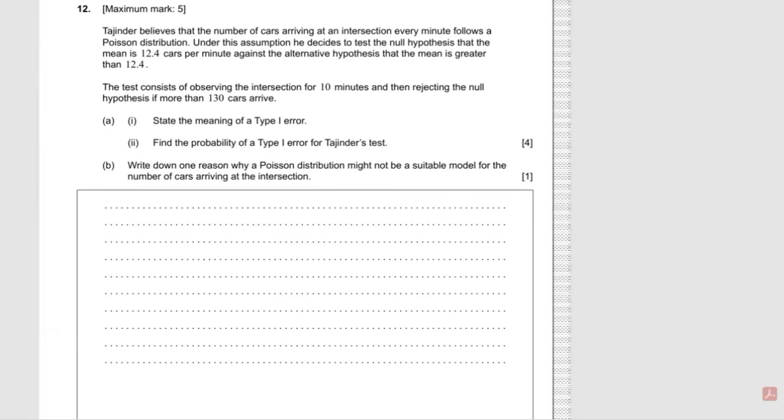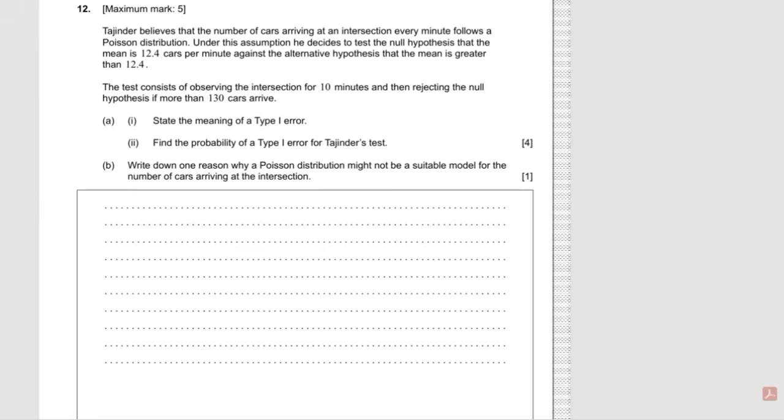Question 12. It's a 5-mark question. Tajinder believes that the number of cars arriving at an intersection every minute follows a Poisson distribution. Under this assumption, he decides to test the null hypothesis that the mean is 12.4 cars per minute against the alternate hypothesis that the mean is greater than 12.4.